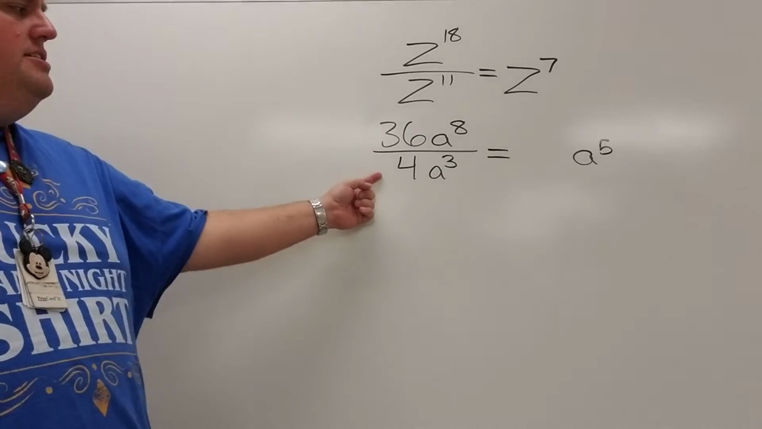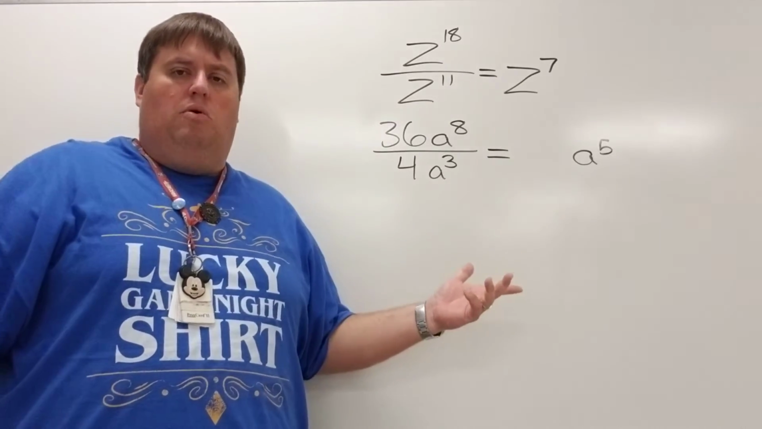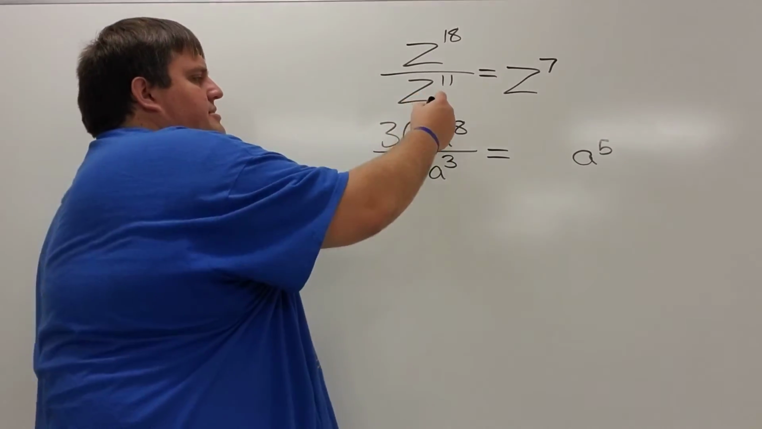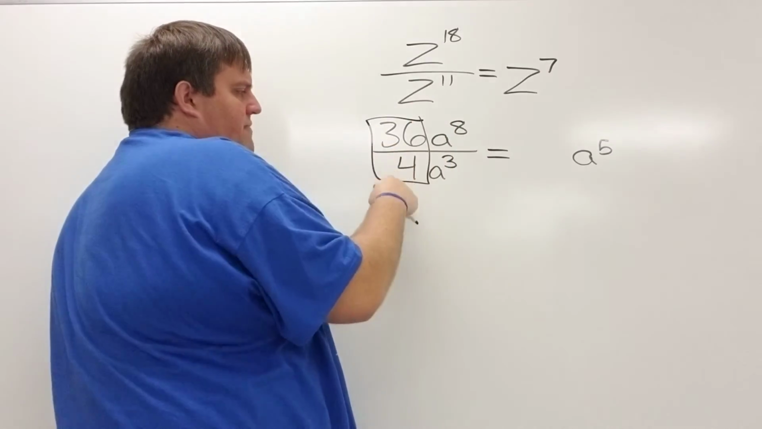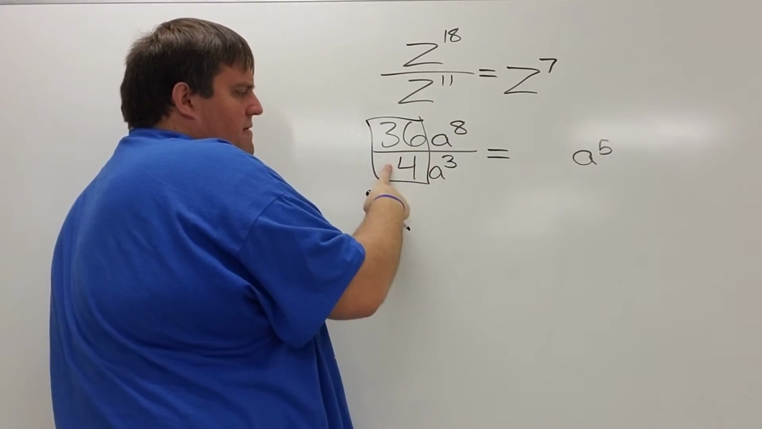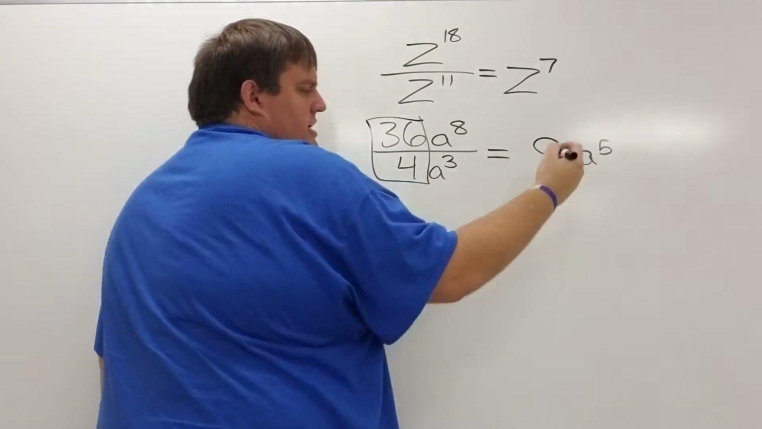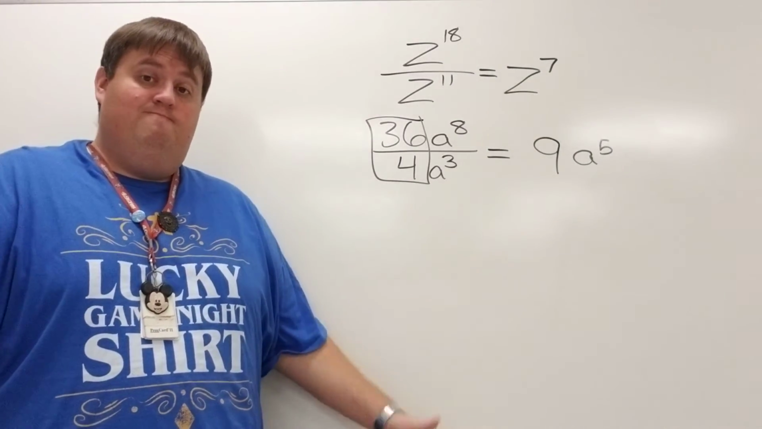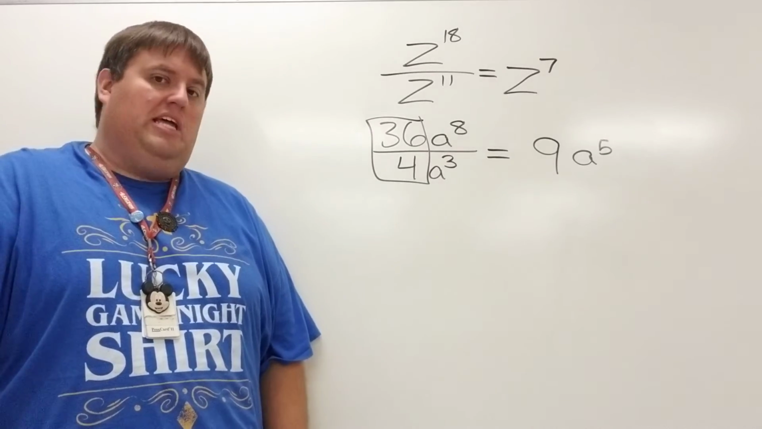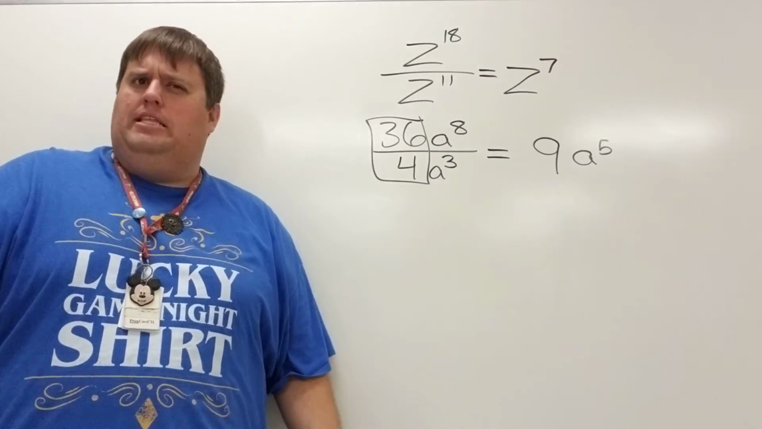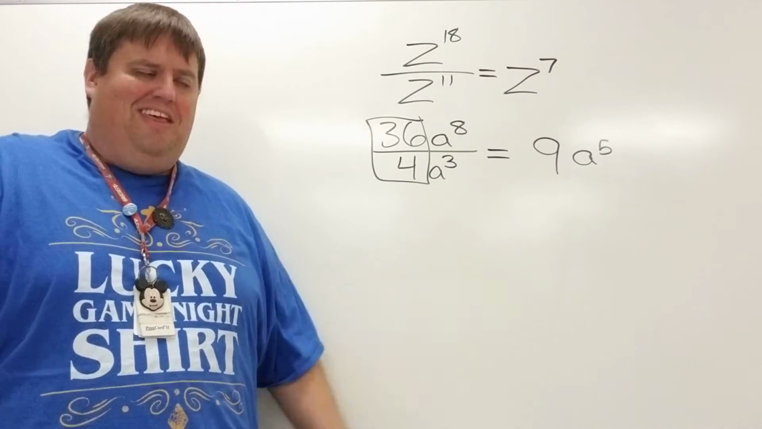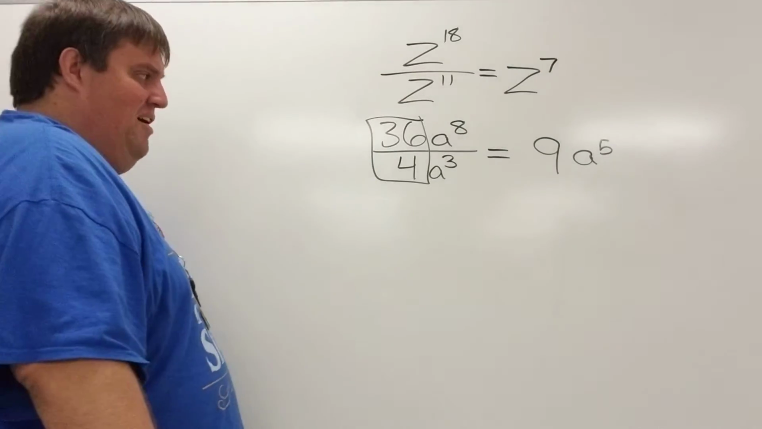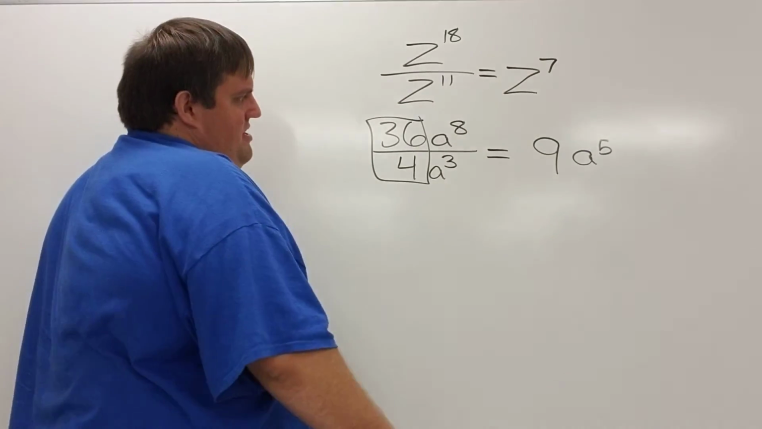What about the 36 and 4 that don't have the same base? Well, we're going to do whatever the problem says. In this case, we're dividing. So I'm going to do 36 divided by 4. And my final answer is going to be 9a to the 5th. Pretty much the same, except the exact opposite, right? I think you know what I'm saying. Hopefully.